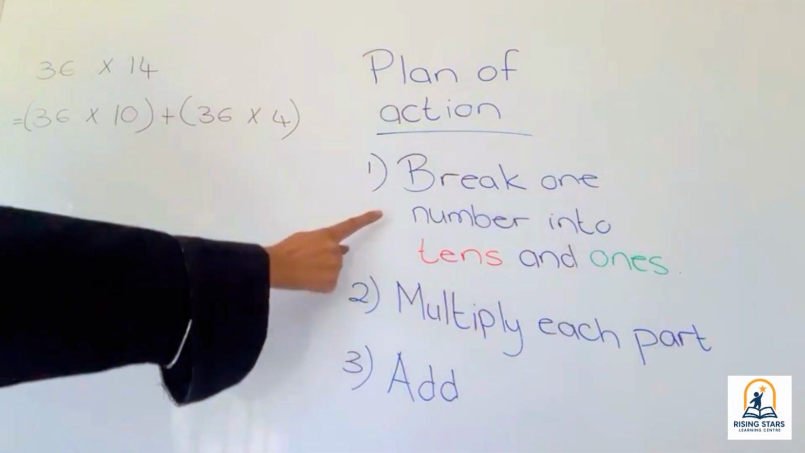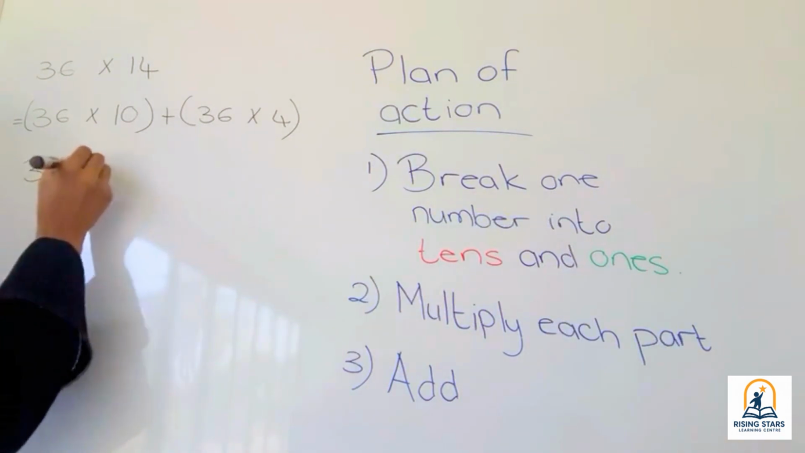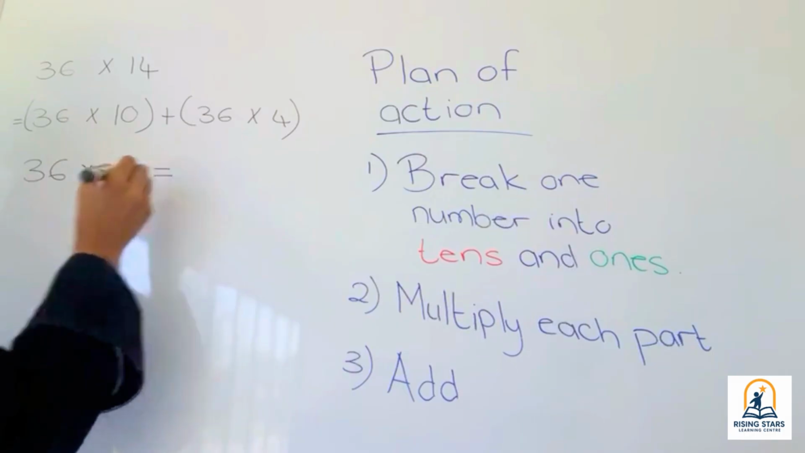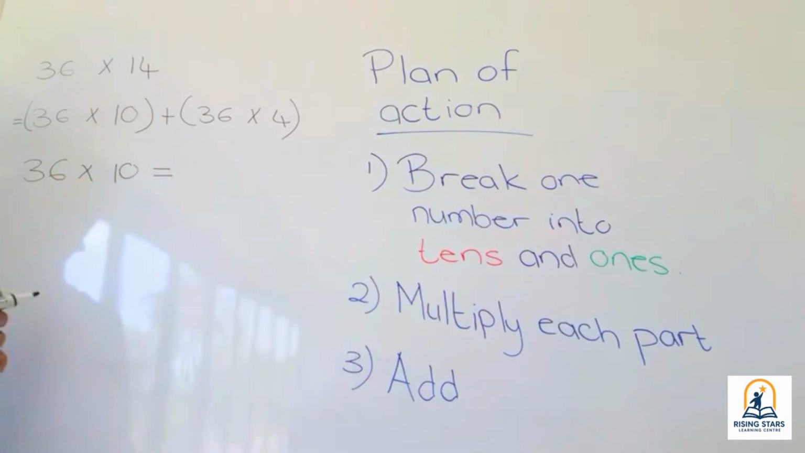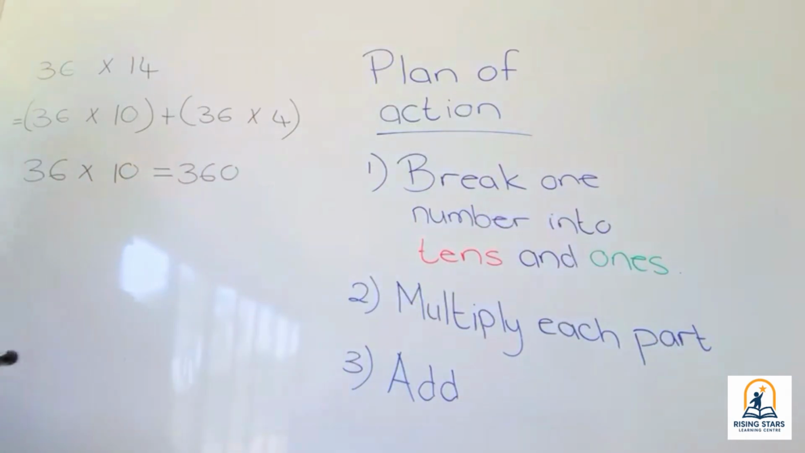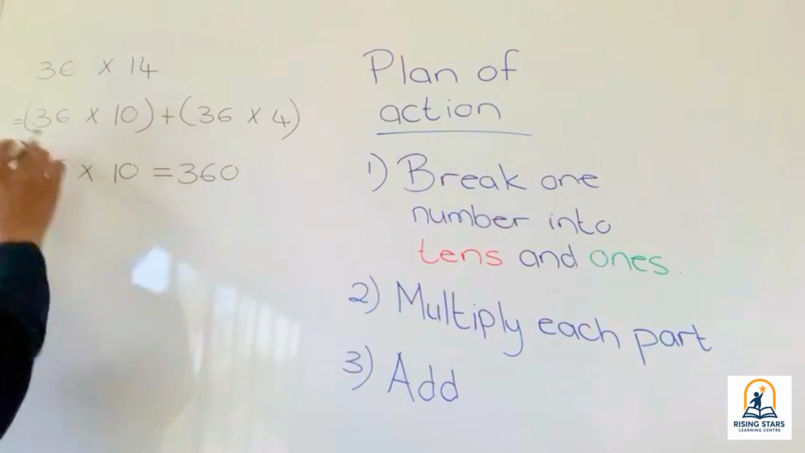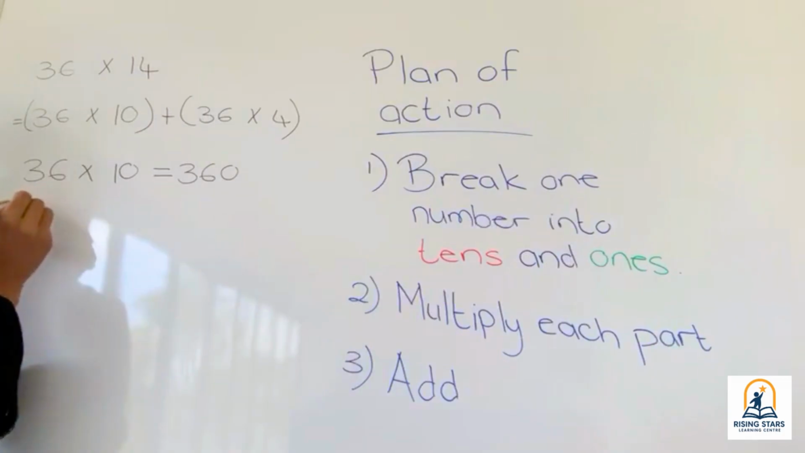Have we done step 1? Yes, we have. Let's move on to step 2. Step 2 says multiply each part. Okay, so let's go. 36 times 10 equals, what did I tell you if you multiply by 10? You just add a 0. So we write our 36 and we add a 0. So 36 times 10 is 360. Right, so we've done our first part. Now we have to do the second part.